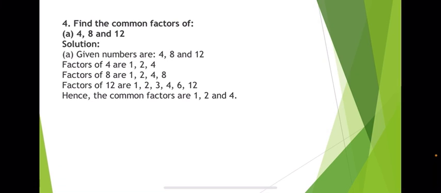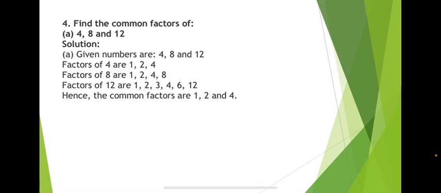Now moving to question number 4. Find the common factors of 4, 8 and 12. Now what we have to do? First we have to find the factors of 4, 8 and 12 separately. So factors of 4 are 1, 2 and 4. Factors of 8 are 1, 2, 4 and 8. Factors of 12 are 1, 2, 3, 4, 6, 12.